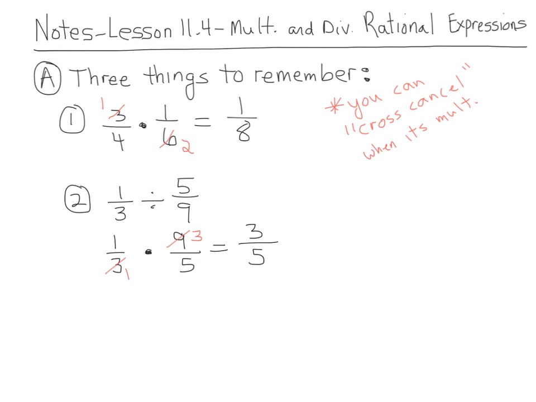All right? So division: to divide, you flip the second fraction and multiply. Once it's been flipped and changed to multiplication, you are allowed to cross cancel.